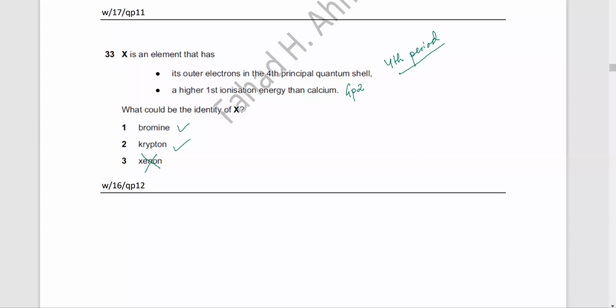Okay. Basra, is this clear? Rida, is this clear?